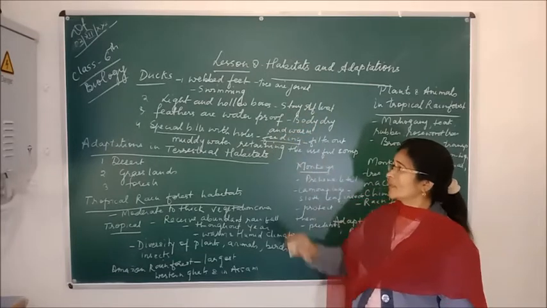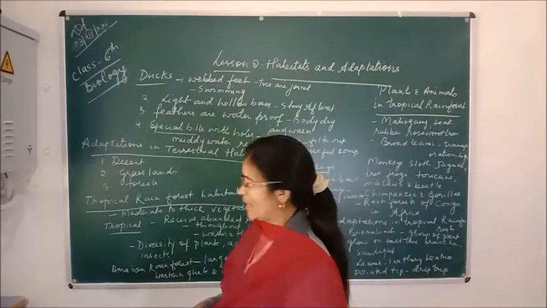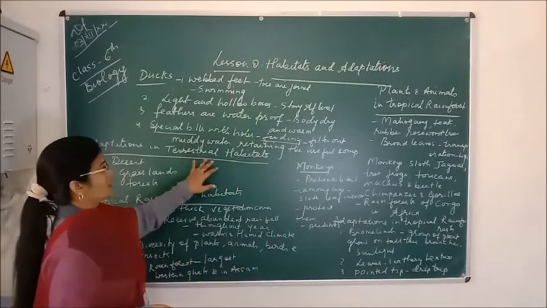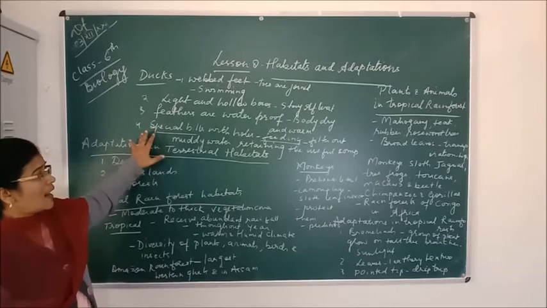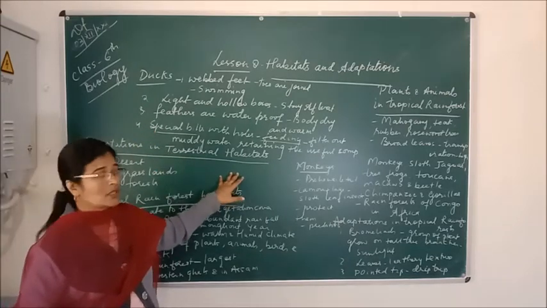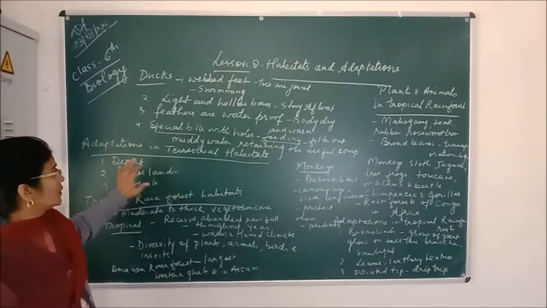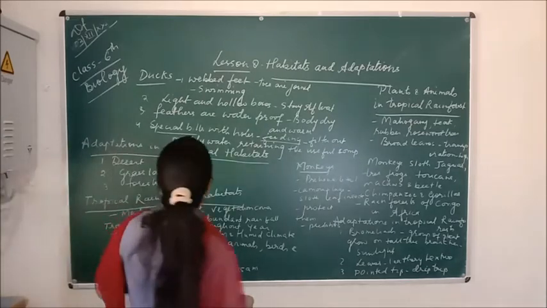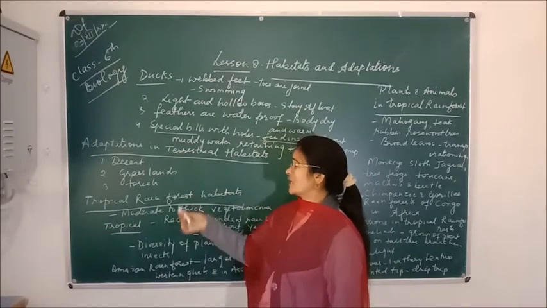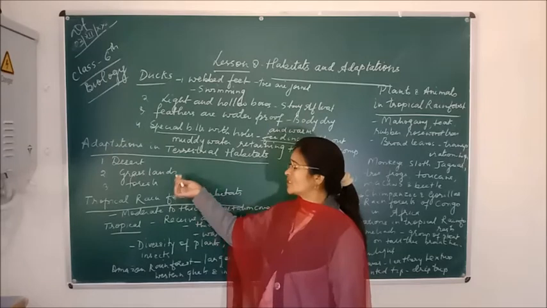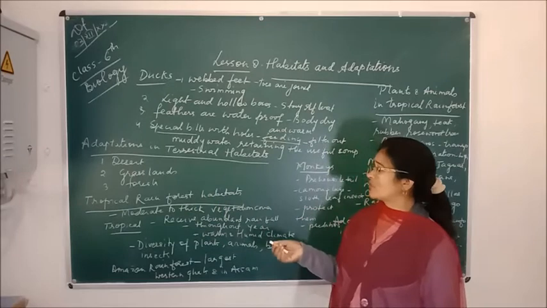Now another topic that we'll discuss today is adaptations in terrestrial habitats. Aquatic means, as I have already told you, found especially in the water, and terrestrial means found especially on the land. So how are animals and plants adapted on the land? The main terrestrial habitats are desert, grasslands and forests. How are the plants and animals adapted in that particular environment?